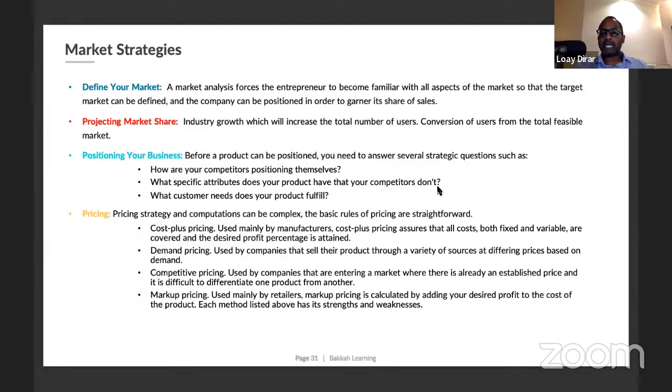And what specific attributes does your product have that competitors don't? This will help to shape your competitive advantage in the market. And I highly recommend reading more about this. You can elaborate further on this point by reading the Blue Ocean Strategy book. It will give you a very good understanding of how you're going to differentiate from the other competitors and what customer needs your product fulfills. This is also described by another book, which is called Blue Ocean Shift.